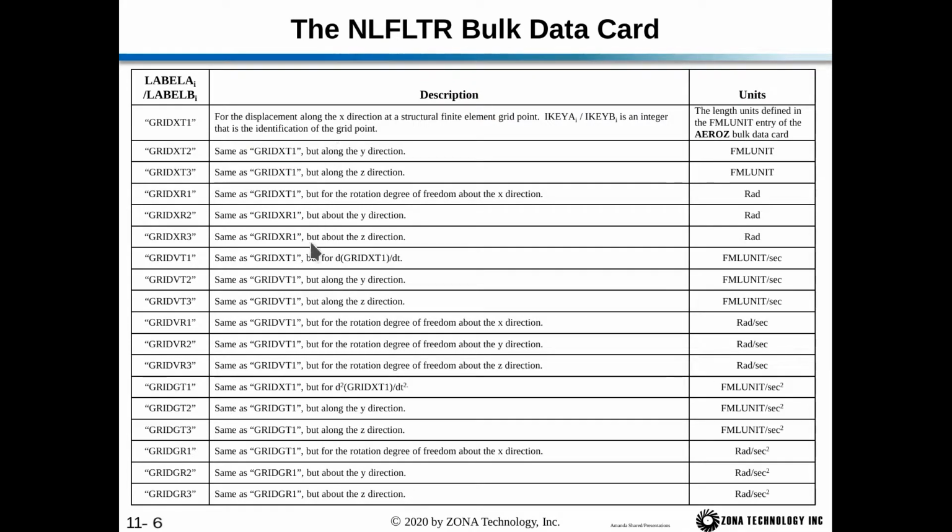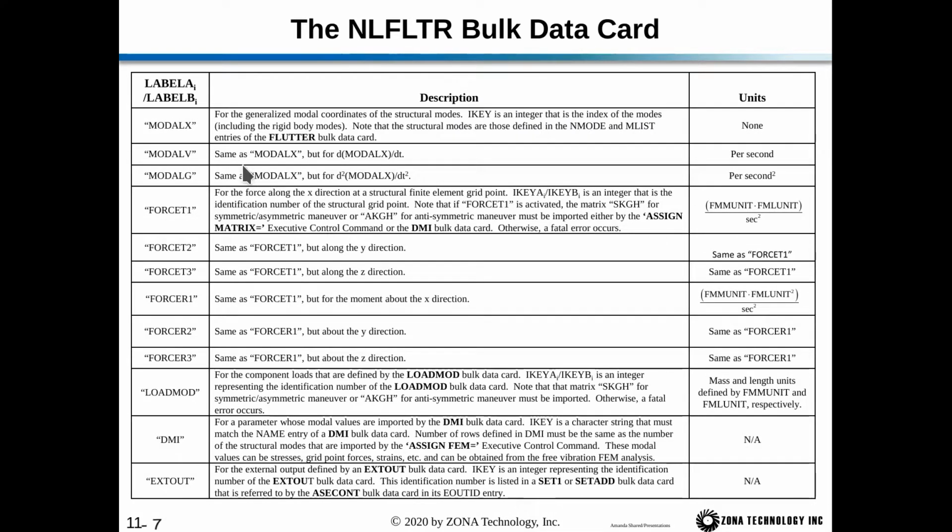This is a list of the label and I-key values, so it is very similar to the MLD print card. We can measure grid displacement, grid rate, and grid acceleration. We can also measure generalized modal coordinates, the first and second time derivatives of the modal coordinates. We can measure force at a particular grid, moment force at a grid. We can measure a load mod card, so we can measure component loads.